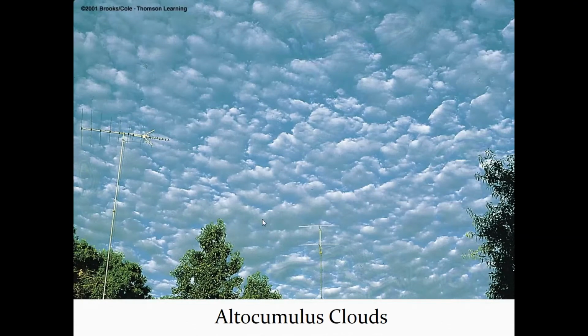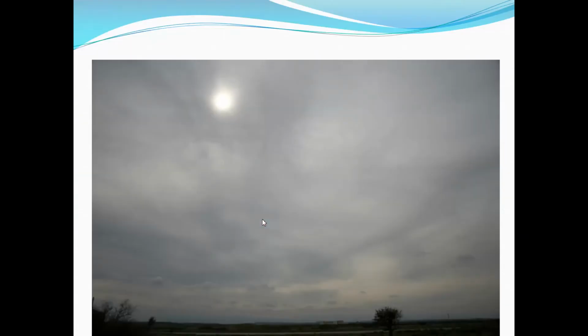So here are some altocumulus clouds. And again, they pretty much just look like little round balls of clouds. They're a lot smaller than stratocumulus clouds, and that's how we know that they're altocumulus. Those puffs look smaller.